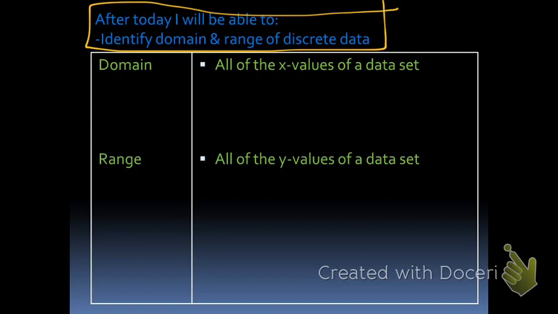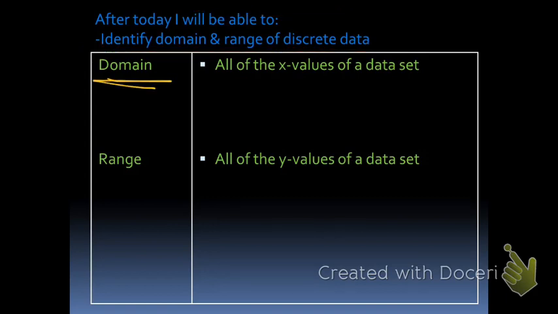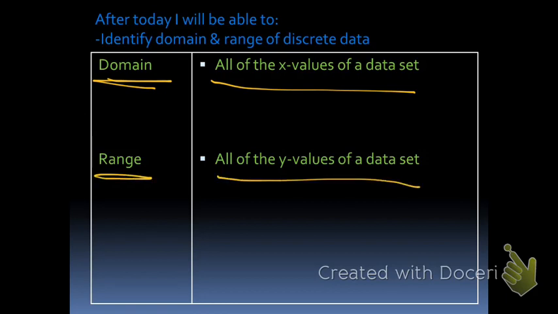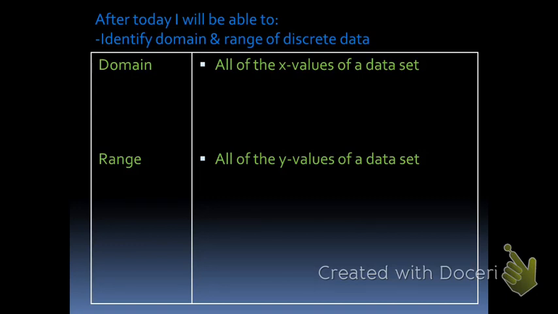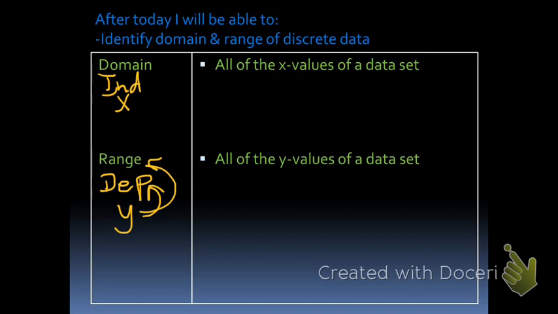A couple definitions for you. The domain is all of the x values in a data set. The range is all of the y values in the data set. Along with the word independent, remember you now have domain, and the range would be your dependent. That's your x, that's your y. All of those words go together. So if I say y, you should be thinking dependent, you should be thinking range. If I say domain, you should be thinking independent, you should be thinking x.